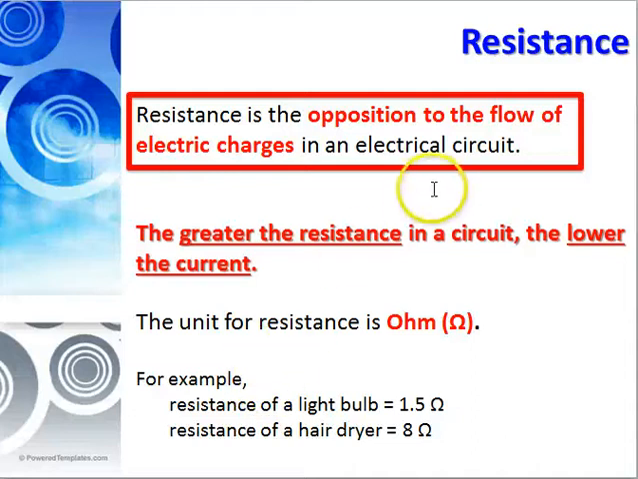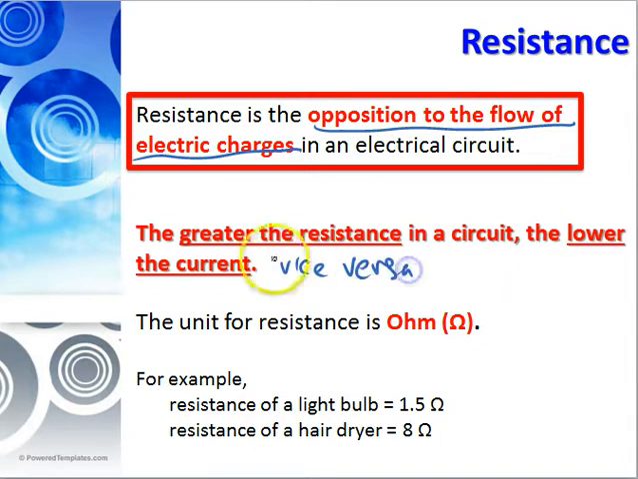Alright, now we move on to resistance. We're now done with potential difference. Now let's move on to the last major part on electricity. We talk about the resistance. So resistance is the opposition to the flow of electric charges. The greater the resistance in a circuit, the lower the current, and vice versa, which means that the lower the resistance in the circuit, the higher the current.